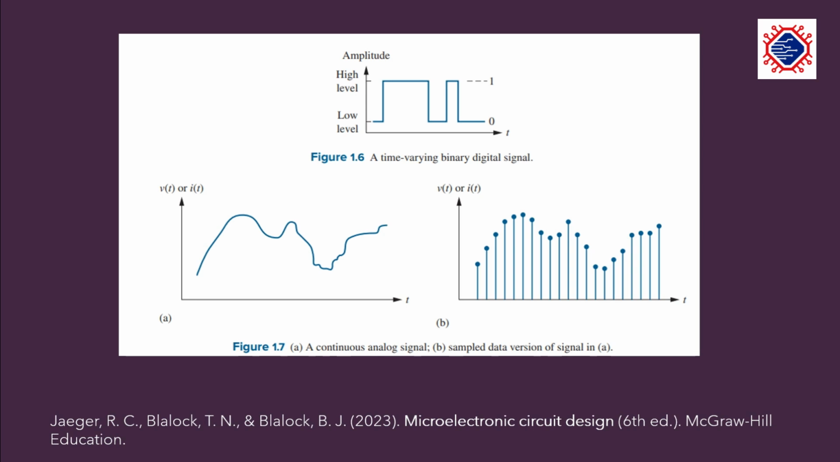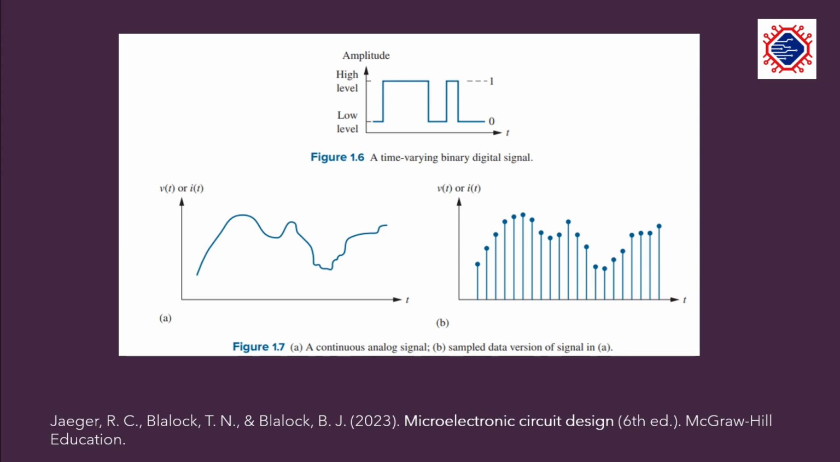To help you visualize this, look at Figure 1.7a. It shows a continuous analog signal. This type of signal smoothly varies over time and can have any value within a certain range. In practical terms, this means an analog signal can represent infinitely many possible values within its range, making it ideal for natural, real-world data.